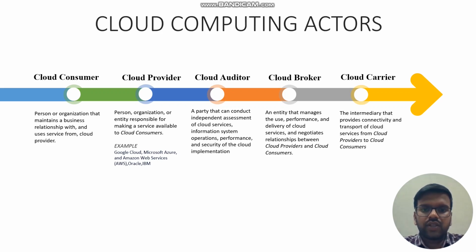And the fourth one is the cloud broker. It is an entity that manages the use, performance, and delivery of cloud services, and sometimes it also does the negotiation work between the cloud provider and the cloud consumer. And the fifth and last actor is the cloud carrier. They provide the connectivity for transportation of services from the cloud provider to the cloud consumer.